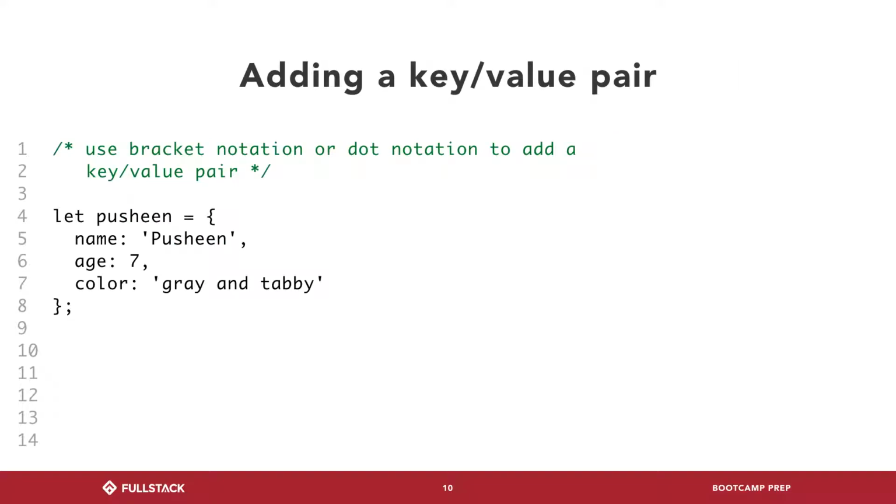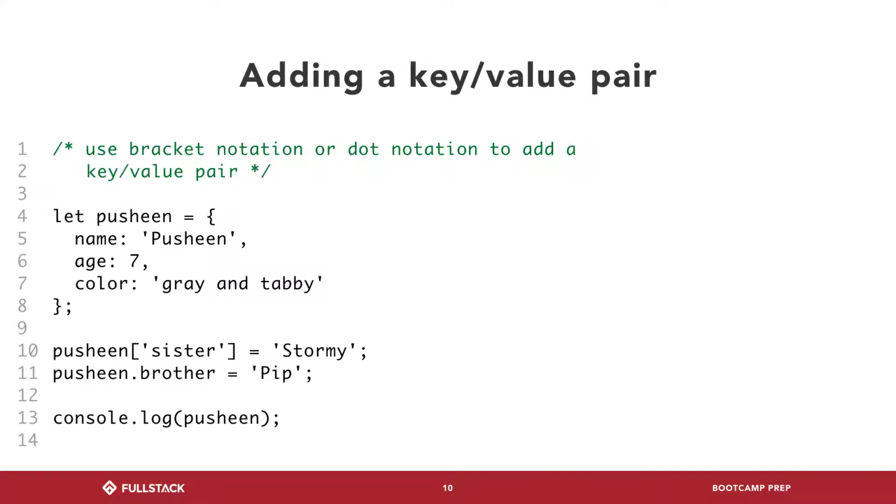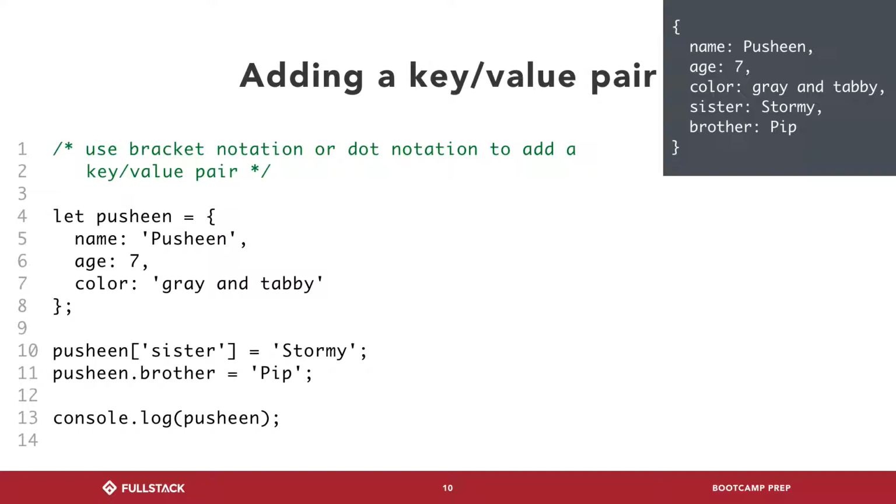Okay. Adding a key value pair is super simple. We can do it with either bracket notation or dot notation. All we're doing is creating a key, an equals sign, and a value. That's pretty much it. If the key already exists, then we're going to overwrite the current value with this new value. So in this case, we're going to add a sister key and a brother key, called Stormy and Pip. But let's say this became age instead. Then if we set age equal to Stormy, that will basically override the previous value of age.